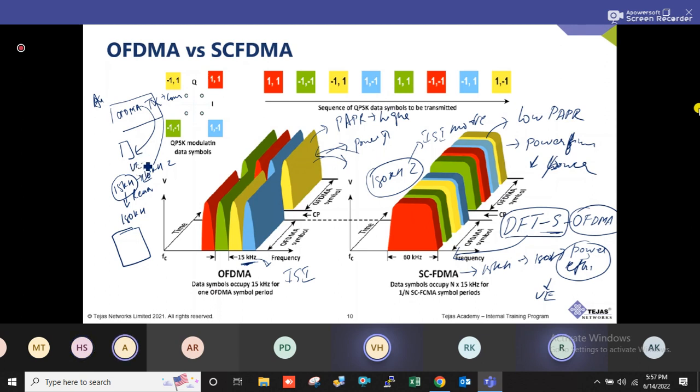Similarly, whenever the UE is doing SC-FDMA, it is doing it at a little lesser power, correct? But the receiver here will know at what power level it is and how to amplify this power. That is also taken care of by the eNodeB.